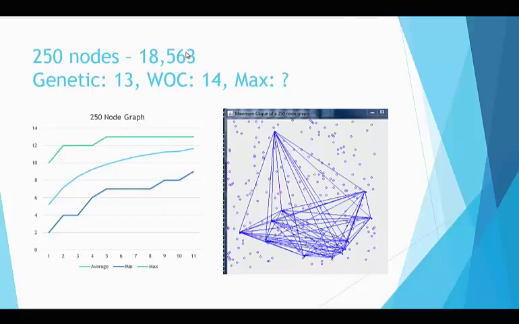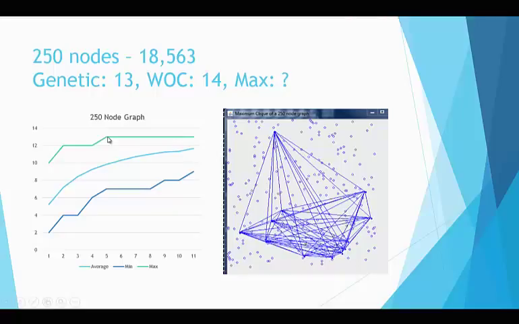I had similar results, again, for the 250 node graph, which had 18,563 edges. But this one is starting to be a little different. So we see that the genetic algorithm only returned a subgraph with a maximum click of size 13. The wisdom of the crowd's algorithm improved upon that with size 14. But the maximum is still in question, so I wasn't sure exactly what the maximum click size of the 250 node graph was.